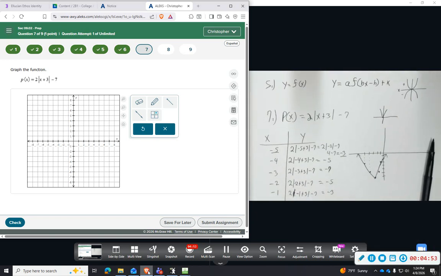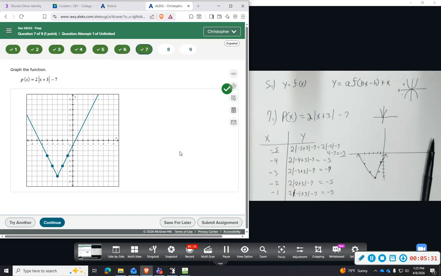Sorry, it's kind of off. Alright, so now I'm going to use this. I'm going to plot some points. I'm going to go left 5, down 3, 5, 7. Okay, plot a few points. Draw an arrow to those two points. Draw an arrow to those. Okay, and that'll give you the shape of your absolute value. And we get a green check.